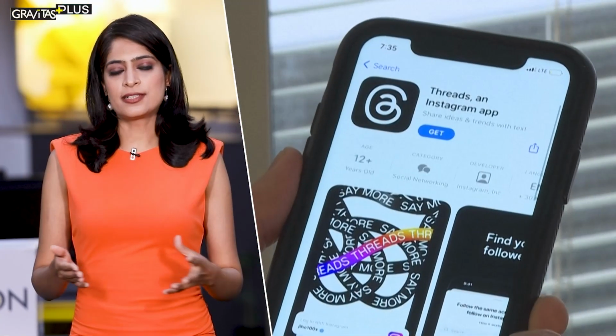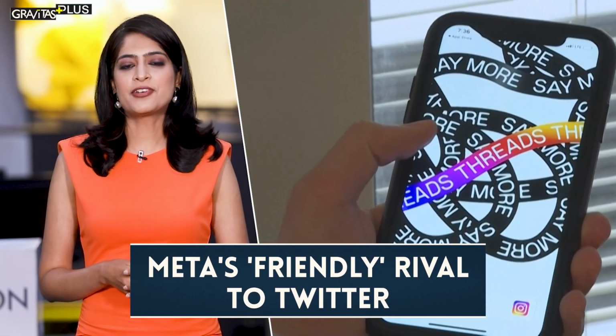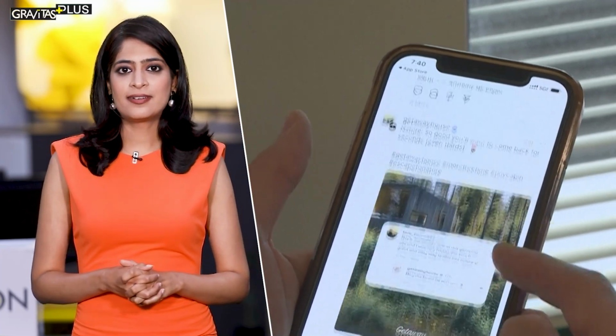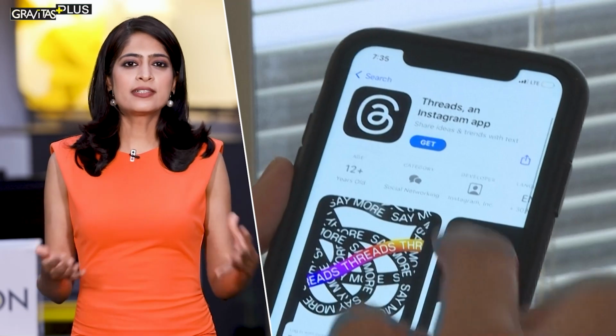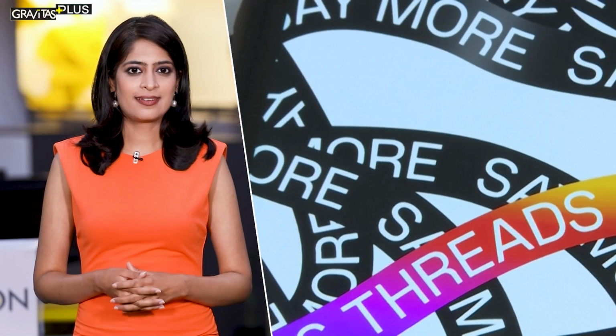Threads is the latest addition to the Meta empire. It is Meta's so-called friendly rival to Twitter. Many of you might be on the app already, but those who aren't, I've got you covered. What does the entry of a new social media platform really mean?